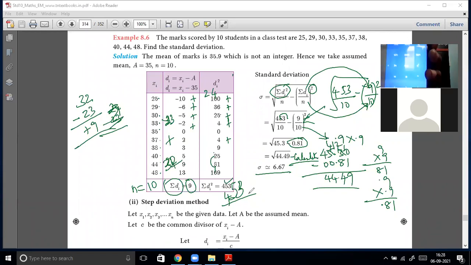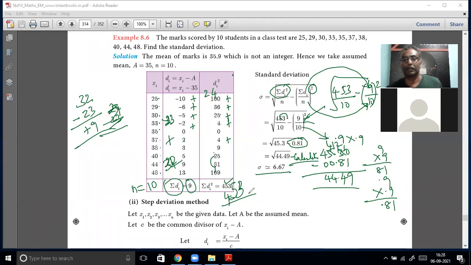Yes, sir. I have, sir. This one, if I press, it will get the square root. So I'm pressing square root of, let's say, 44.49. The answer is coming correctly. Square root of 44.49 is coming 6.67. Yes, sir. Okay. So 6.67 is the correct answer. So that is very easy. What is this called? This is called the assumed mean method.